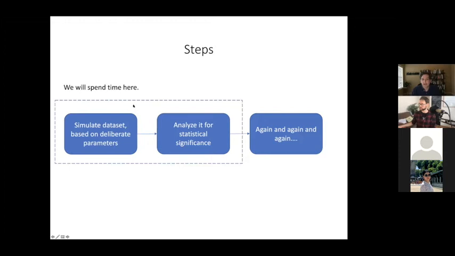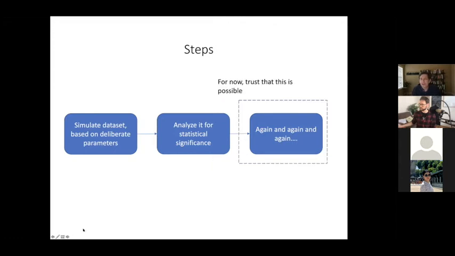So we're going to start here on simulating a single data set, analyzing it for significance. For now, just trust me that doing this many, many times is possible. We'll use for loops like we did on Monday with t-tests. So we'll table that for a moment and just focus on simulating one data set, because it's really at the heart of understanding how simulation power analysis works for regression.